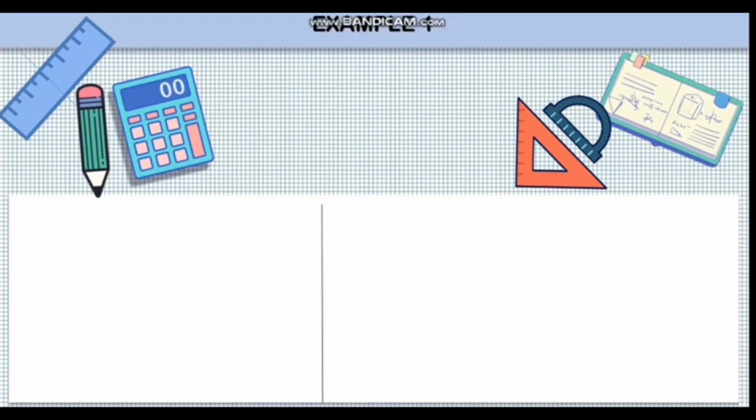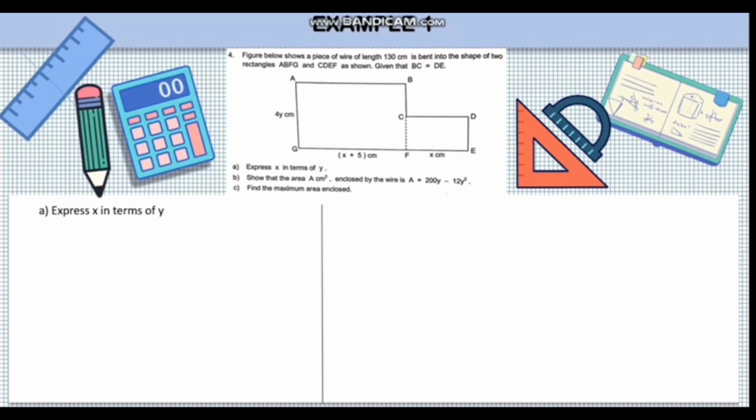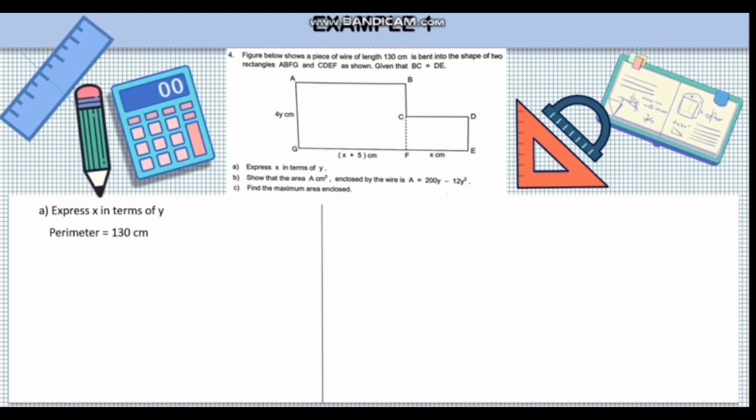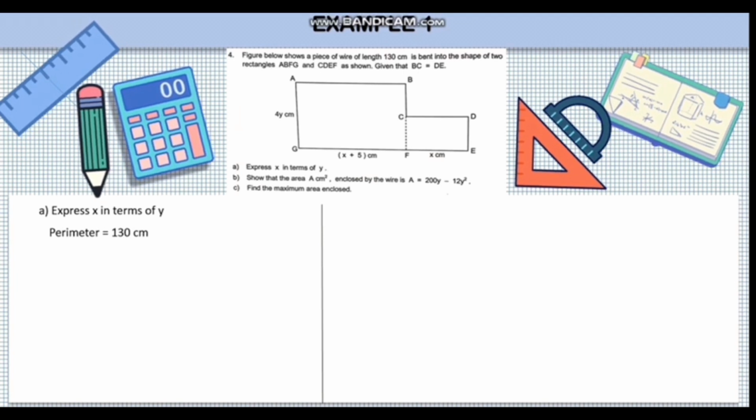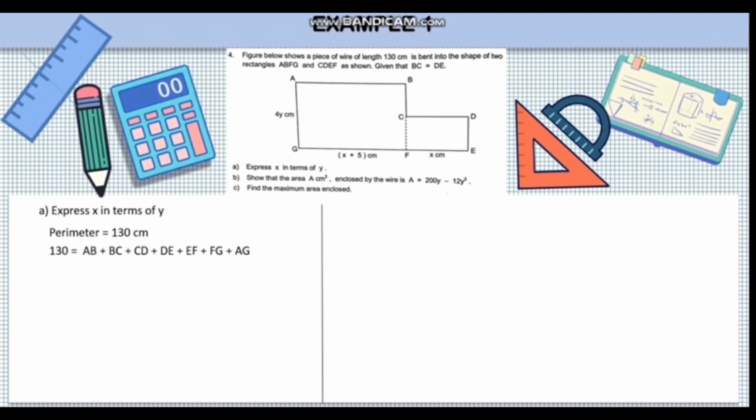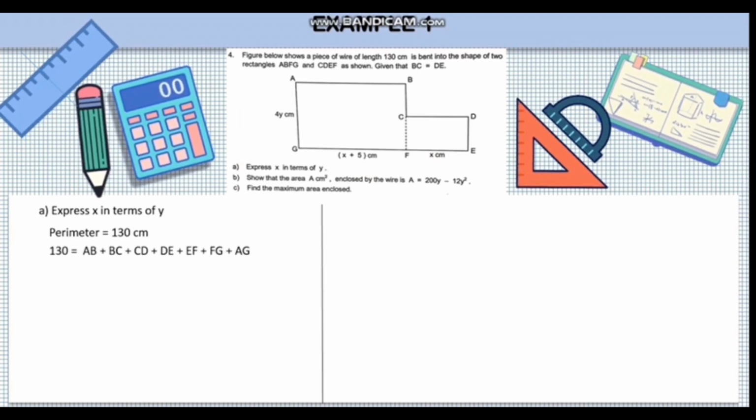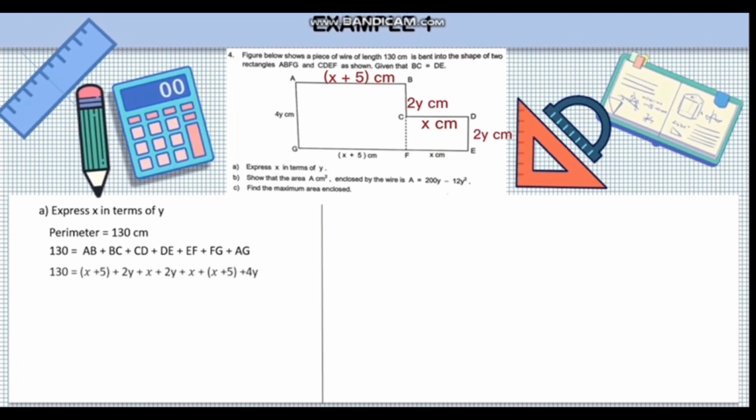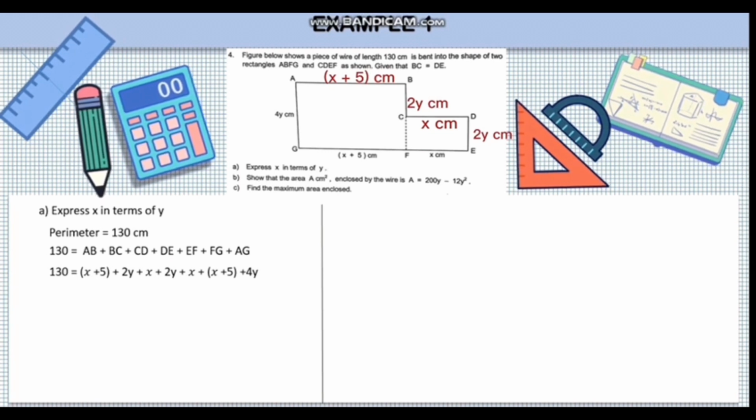Proceed to example 1a. Express x in terms of y. In order to express x in terms of y, we should find the perimeter. So the perimeter is equal to 120 cm. 120 centimeters, I got it from the information given. After that, we will write 120 cm equals all the side lengths from the shape. So we got all the side lengths and it will become like this. 120 equals all the values that we got just now.